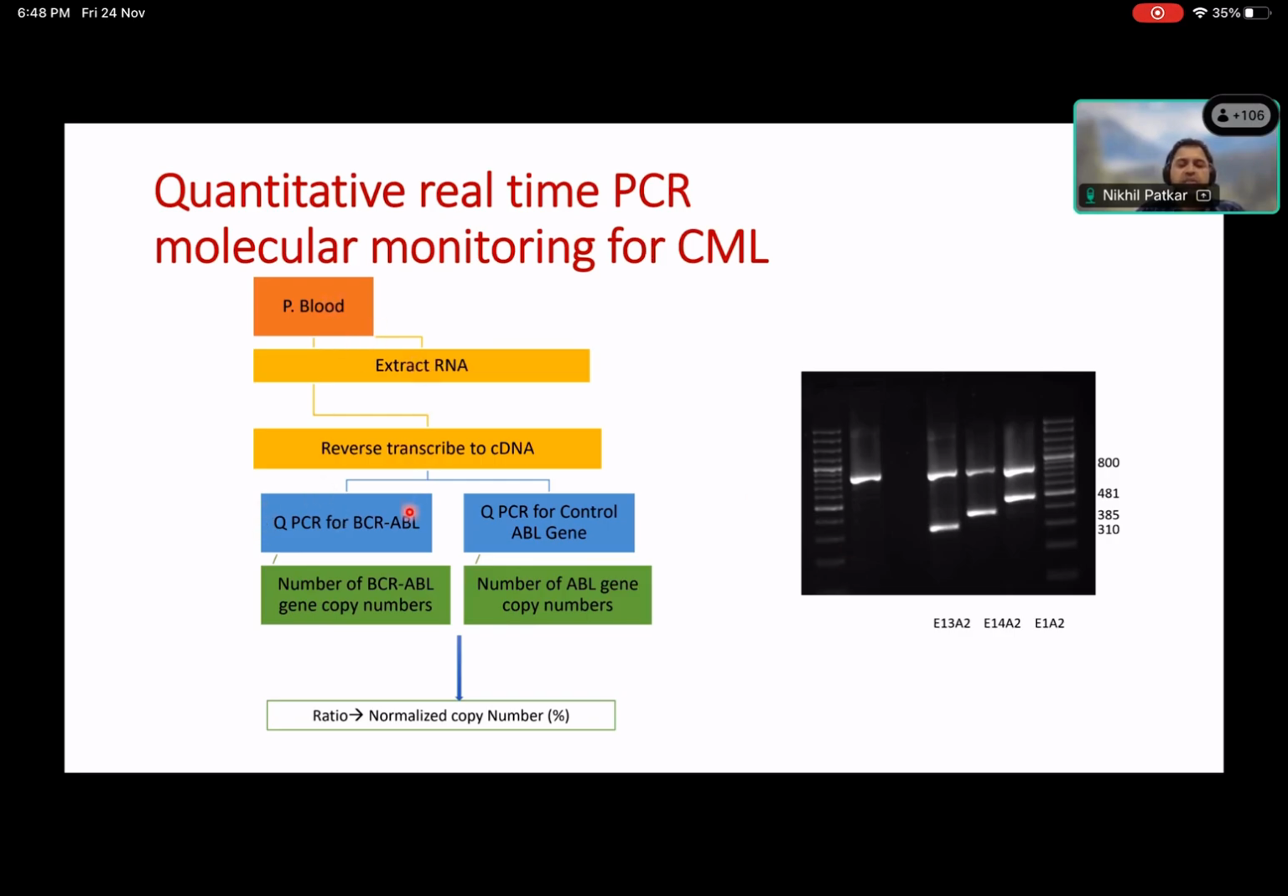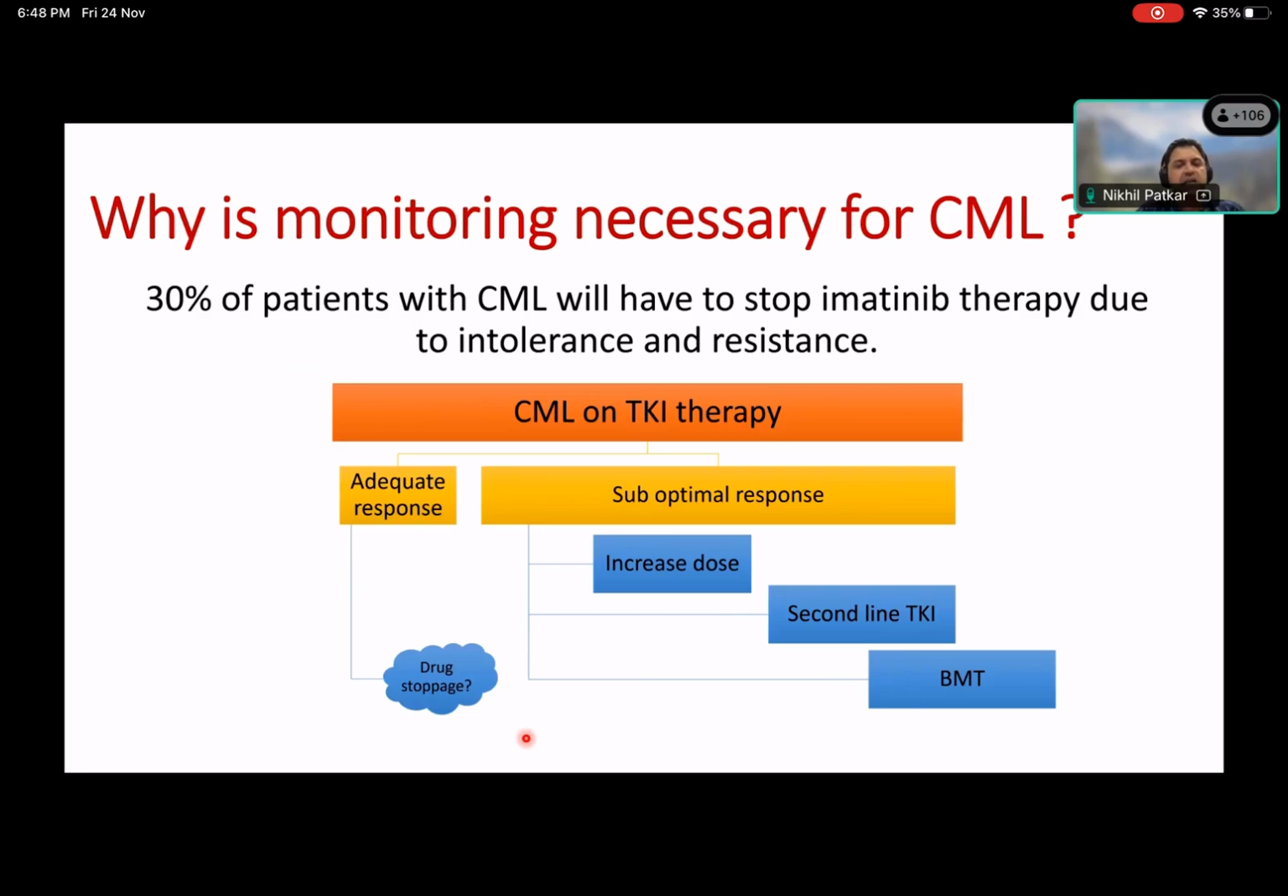One is a qPCR for BCR-ABL, which is a target gene, and one is a qPCR for ABL, which is a control gene. The ratio of these two numbers is multiplied by 100 to give you your normalized copy number percentage. So why is this done? It is because 30% of patients with CML have to stop imatinib due to intolerance and resistance.